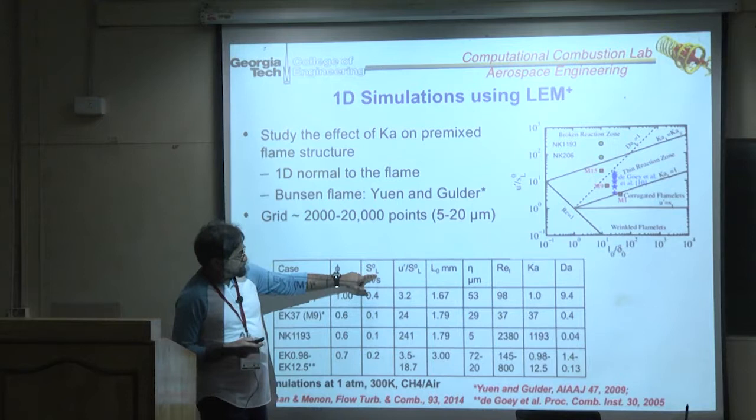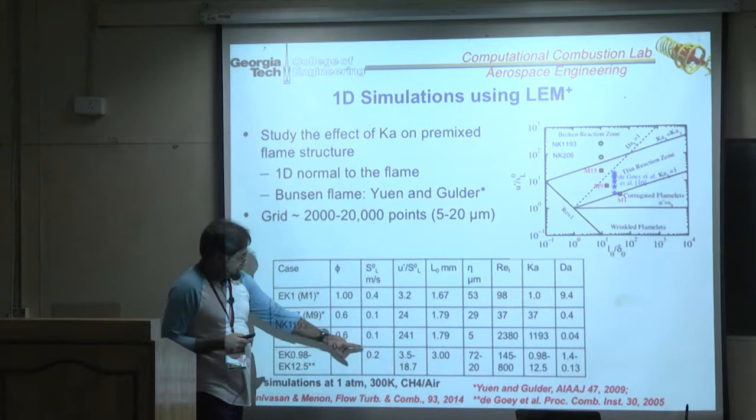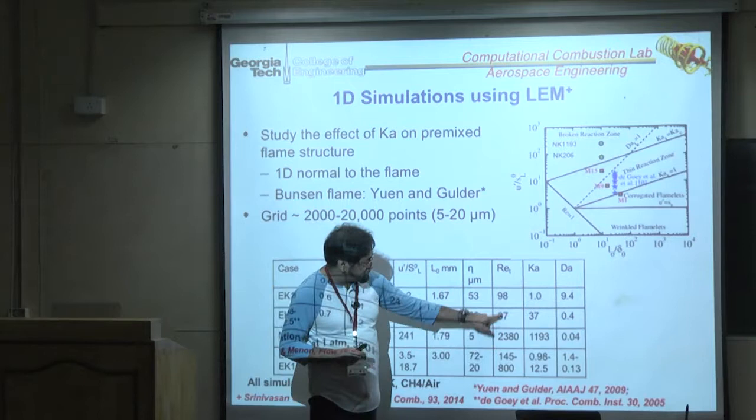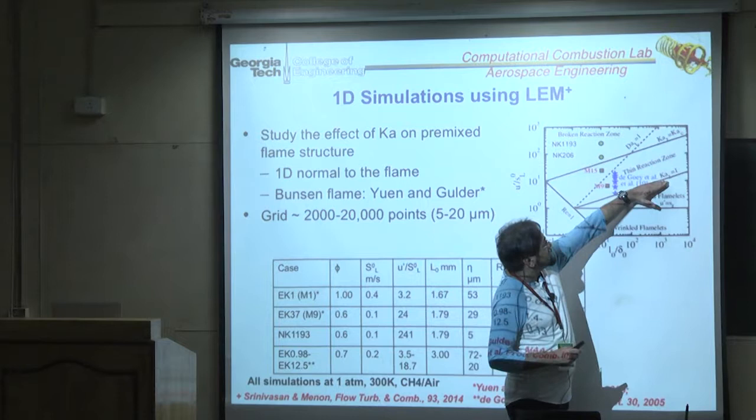This is turbulence. U prime over SL is telling you, for example, in this case, that the turbulent fluctuation is 200 times the flame speed. Very high turbulence. You can see the turbulent Reynolds numbers are 2300, and the Karlovitz number is very high. This is a Karlovitz number of 1, and there is another, larger value of 100 or something out here.